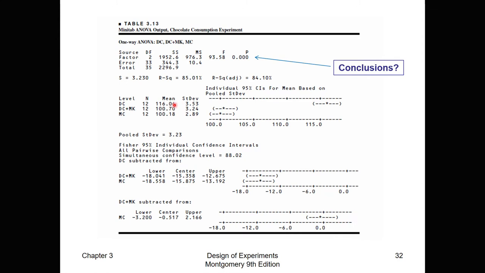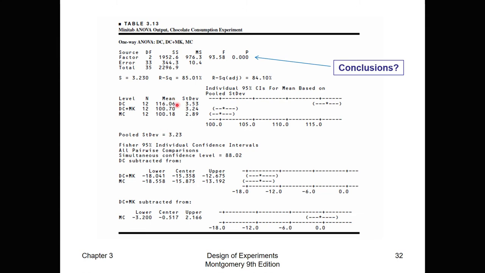So I see that the mean of the dark chocolate group is 116. The mean of dark chocolate and milk is 100.7, and the mean of milk chocolate is 100.18. So what I see here just from the means is how much further up dark chocolate is than the dark chocolate plus milk and milk chocolate. And again, this doesn't actually mean anything standing alone, but taken with the fact that there was a statistically significant ANOVA, this lets me start to identify, okay, where is the difference? And we see the differences in dark chocolate.